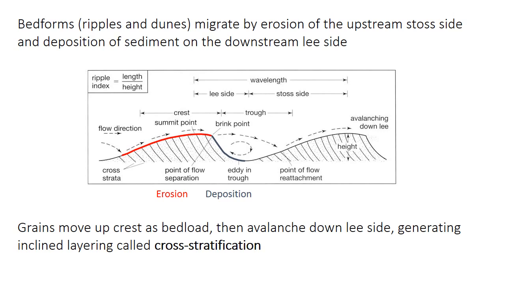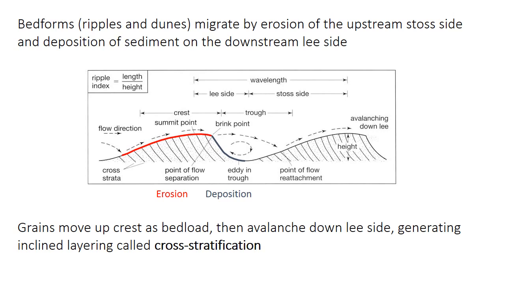Those grain avalanches end up producing steeply inclined layering called cross-stratification, or cross-strata on this diagram here. You'll sometimes hear it referred to as cross-lamination or cross-bedding. One important point to note is that the cross-stratification is produced at this dark blue line on the lee face, but you can see from the diagram how it actually immediately starts to be eroded as the crest and the upstream part of the bed form, like the ripple, migrates over that point.